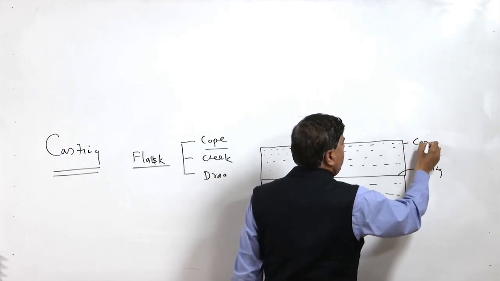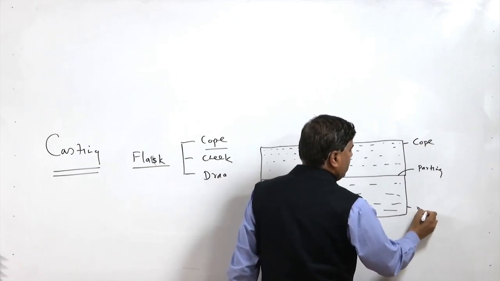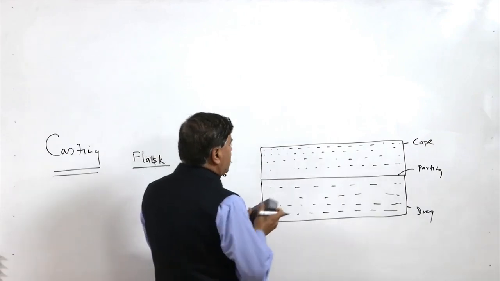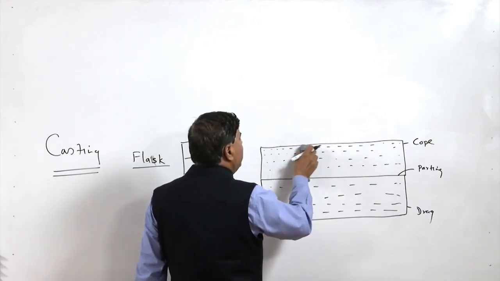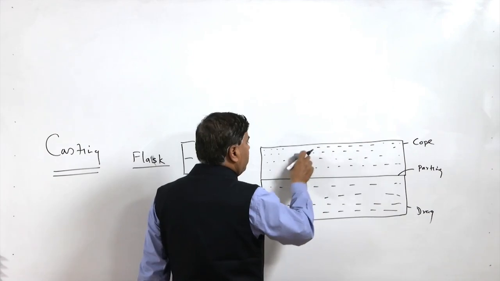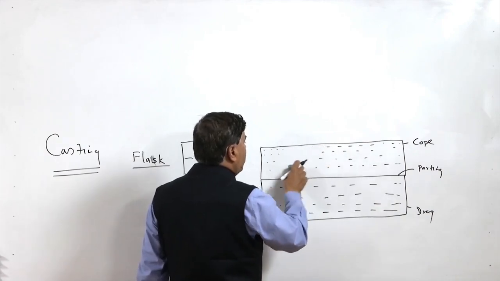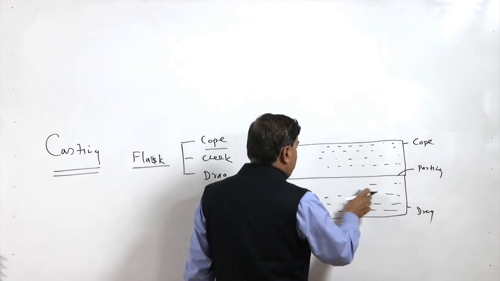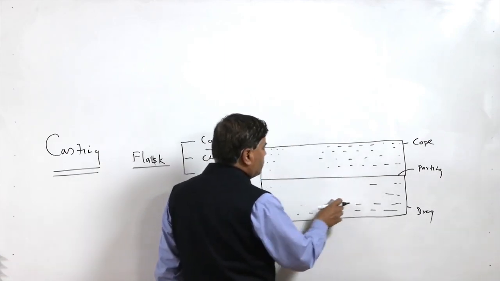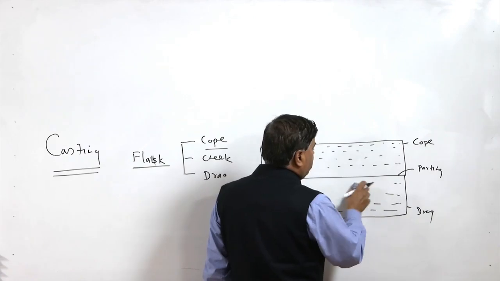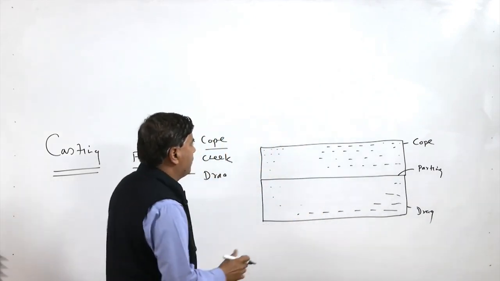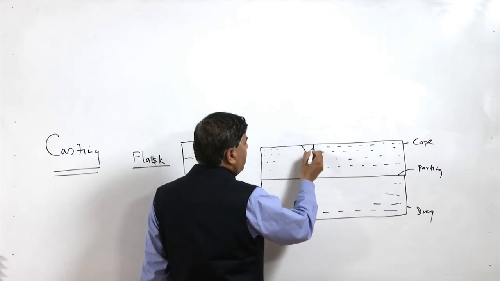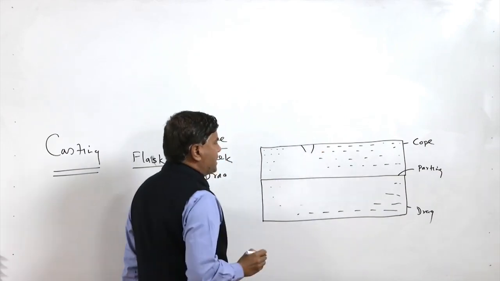This is cope and this is drag. So, what we try to do here is make the different parts and features which are normally used in molding. These are achieved through the packing of various components during sand molding. So, here first of all we will try to prepare the pouring basin.